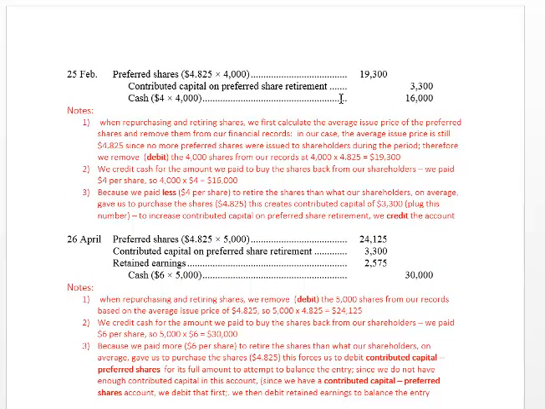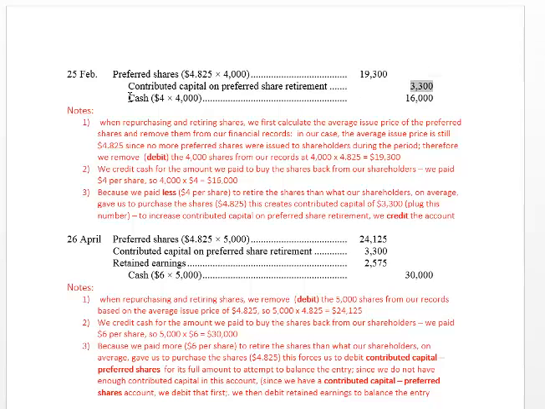Okay, so now if we look at the next transaction, which was on February the 25th, we can see here that we are retiring preferred shares, 4,000 of them, and it's costing us $4 to buy them back from investors. Well, investors on average, we said before, gave us $4.82.5 on average. So now it's costing us less to retire them than what the investors on average gave us. So now we are creating contributed capital on the preferred share retirement. In this particular case, because we're a little bit light on the credit side, we need to now debit the contributed capital on the preferred share retirement for $3,300. That's to balance the entry.